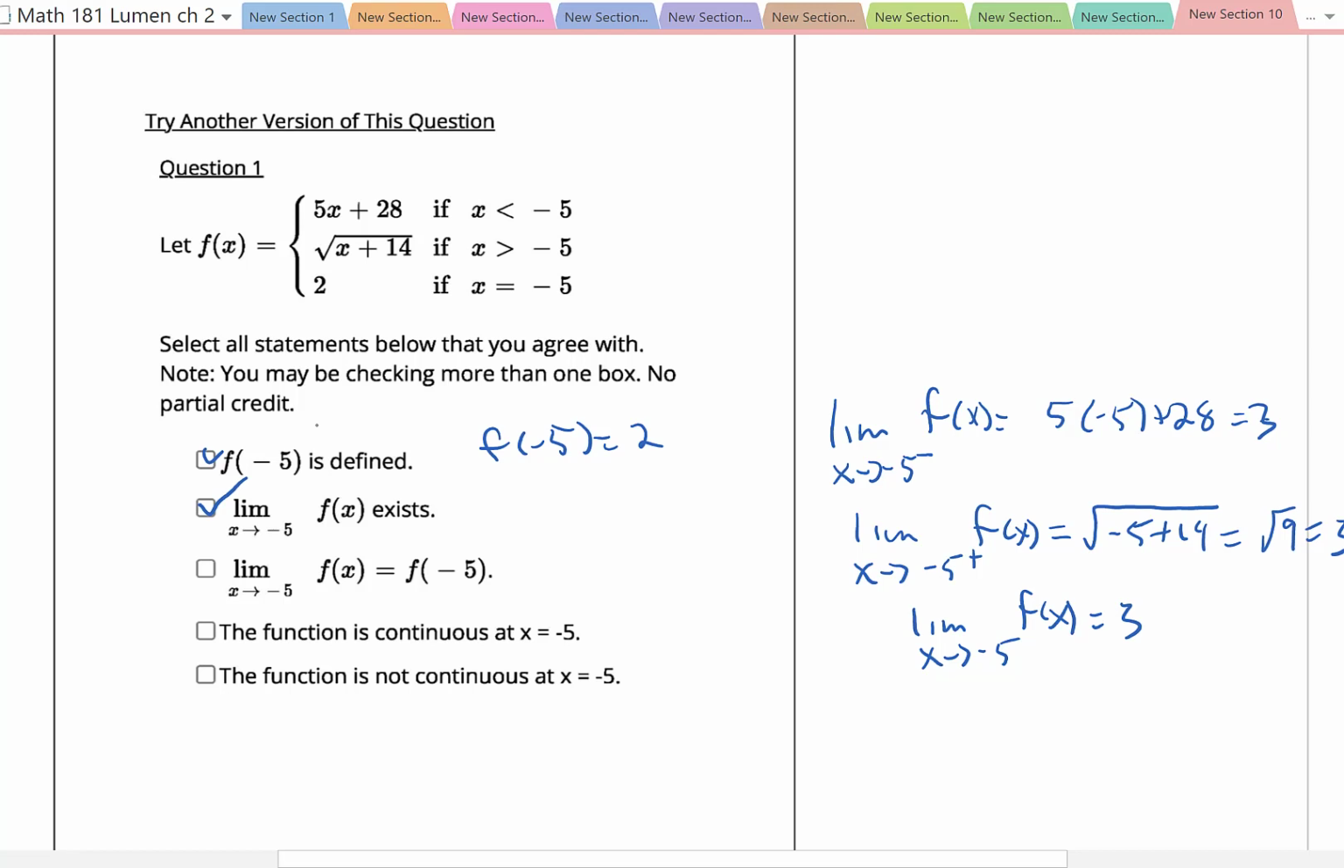Now the next question is, is the limit as x approaches negative 5 of f of x the same as f of negative 5? Well, the limit as x approaches negative 5 of f of x is 3, but that's not f of negative 5, because f of negative 5 is equal to 2. So our limit, or sorry, I've been doing limits so long, this is not continuous, because the limit does not match the defined value.